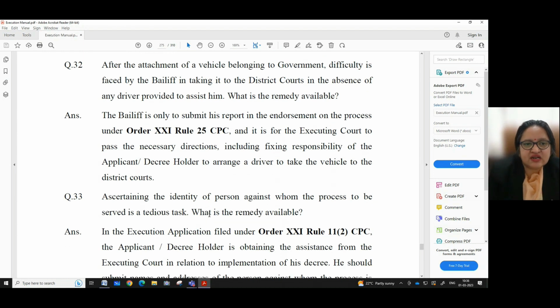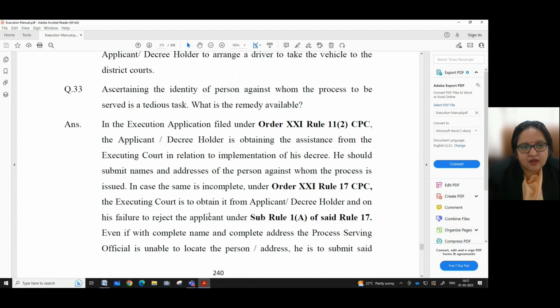The next question is that after the attachment of a vehicle belonging to government, difficulty is faced by the bailiff in taking it to the district courts in the absence of any driver provided to assist him. What is the remedy available? Now, the answer is that the bailiff is only to submit his report in the endorsement on the process under Order 21, Rule 25 CPC, and it is for the executing court to pass the necessary directions, including fixing responsibility of the applicant or decree holder to arrange a driver to take the vehicle to the district courts.